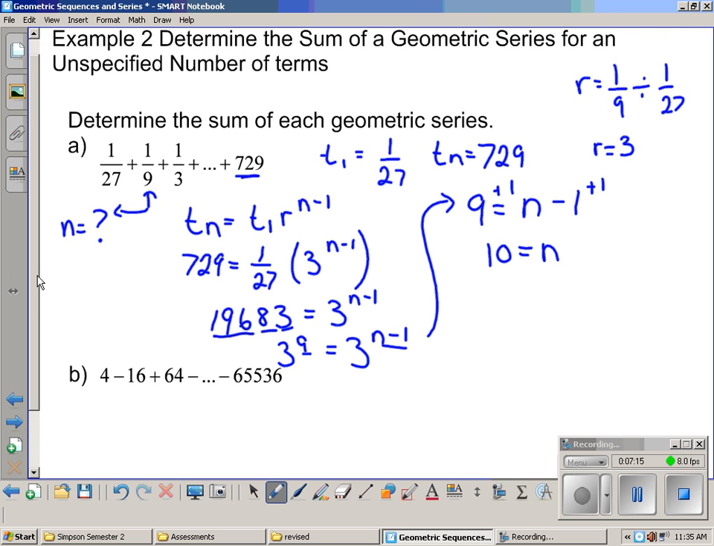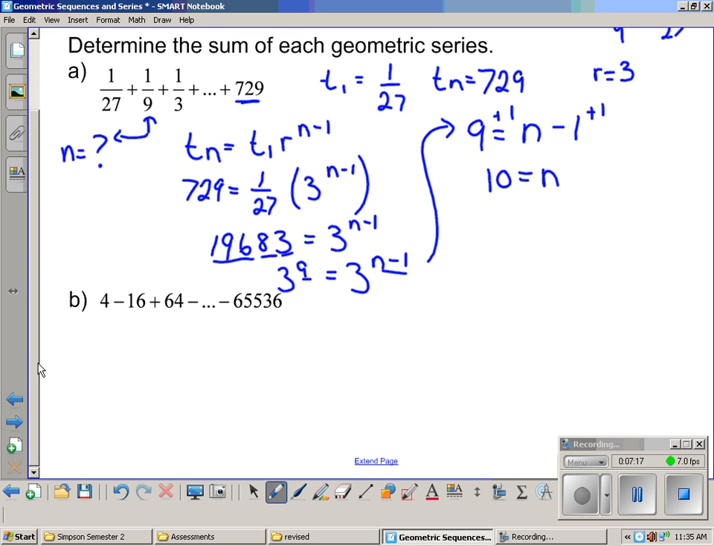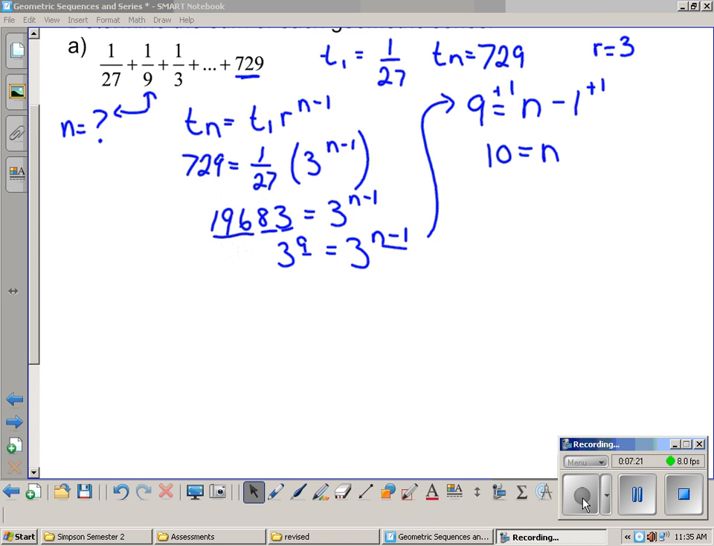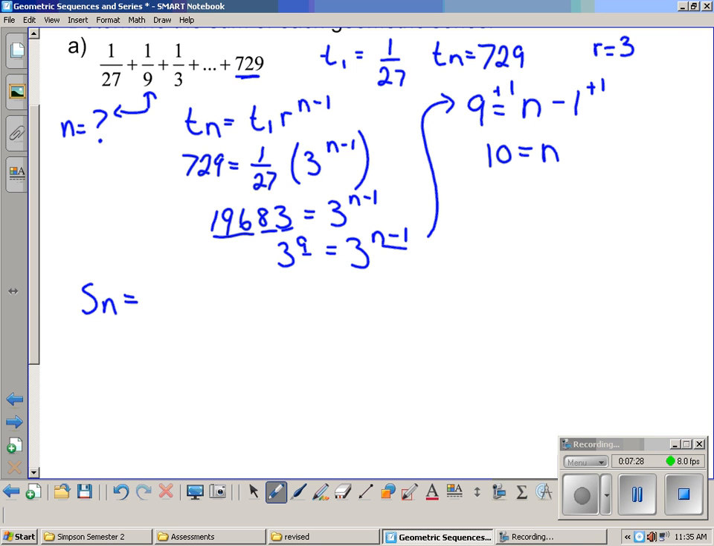Now that I've found the value of n, I can now use my sum formula to find the sum. So to find the sum, we're going to use our Sn formula. So Sn is equal to T1, which in our case is 1 over 27, times R, which is 3 to the power of 10, minus 1, all over R minus 1, so 3 minus 1. So we just substituted our values into that Sn formula.